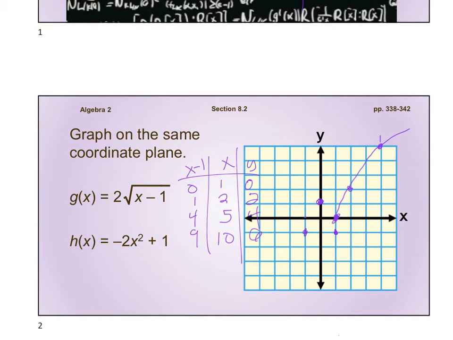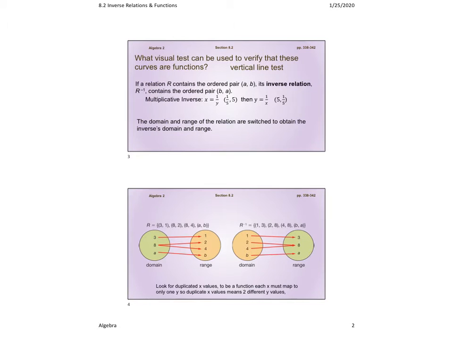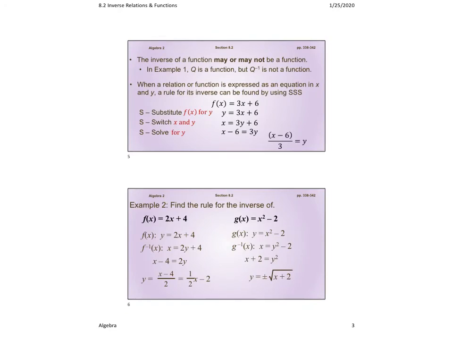Remember, I have symmetry, so I can do this. So basically I look something like that for h of x. So this is h of x, and this is g of x. Okay, next page.